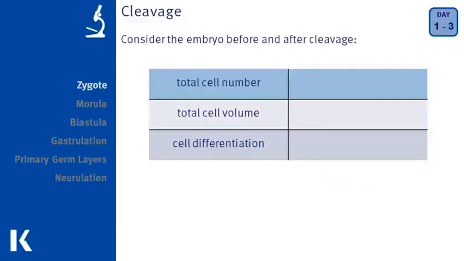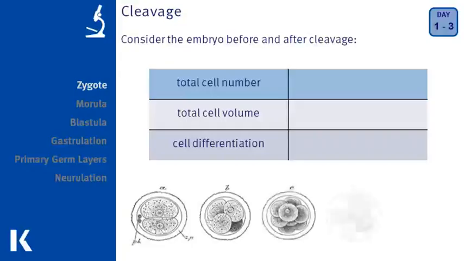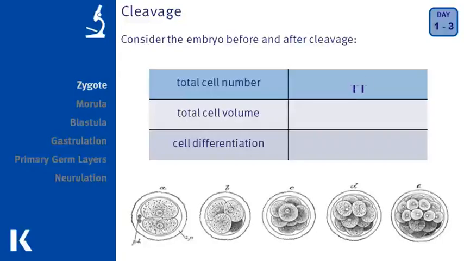As the zygote moves along the fallopian tubes, it undergoes a series of cell divisions known as cleavages. As soon as the zygote divides, it becomes known as an embryo. Looking at the series of figures at the bottom of the screen, you'll notice that the cell number increases while the total cell volume remains the same.